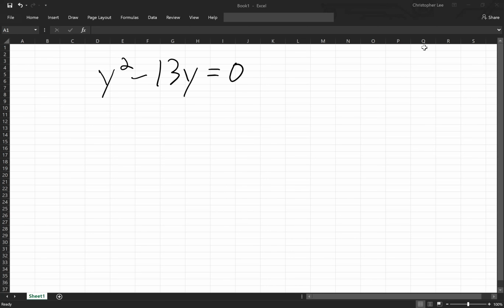So for this question, long story short, it's an equation because it has the equal sign right there. What I'm trying to do here is get a value for y, an answer for y. There's a couple ways we could do this. We could do the AC method, but the easier way is to first look for the GCF.